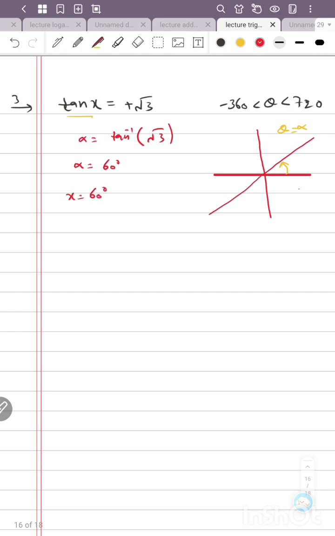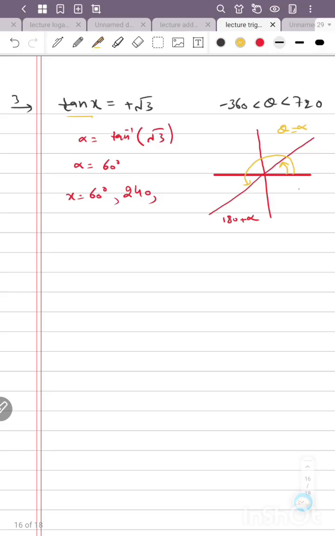Okay, now we have to start from the first quadrant to the third quadrant. We get the answer because at the third quadrant we know that it is 180 plus alpha, so 180 plus 60, we get the answer 240.